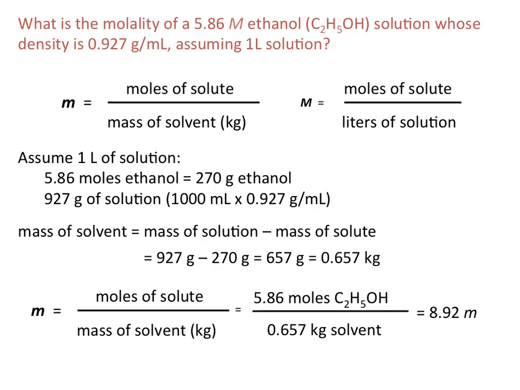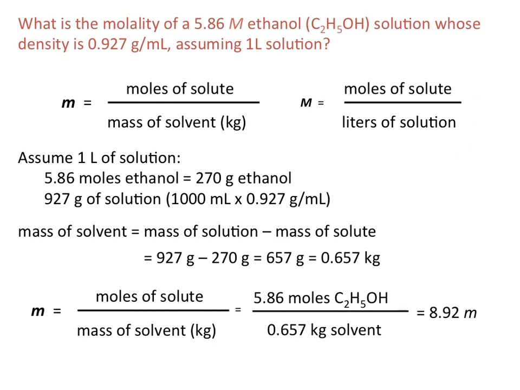So the question up here asks, what is the molality of a 5.86 molar ethanol solution whose density is 0.927 grams per milliliter, assuming that you have 1 liter of solution? Okay, so they want us to calculate molality. Remember molality is moles of solute over kilograms of solvent, and molarity is one of the variables that they gave us. They told us that we have a 5.86 molar solution of ethanol. So we can utilize this information along with the volume of solution that they gave us to calculate our number of moles of solute.